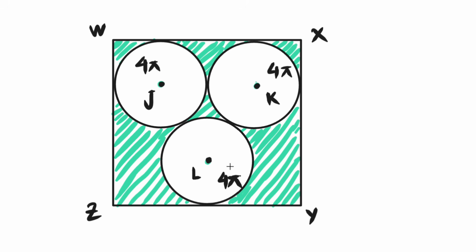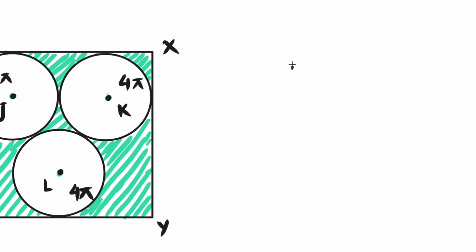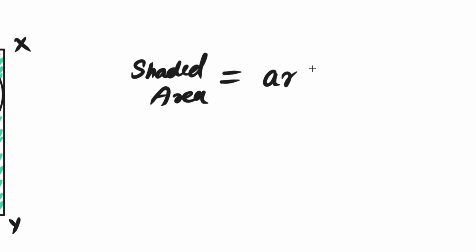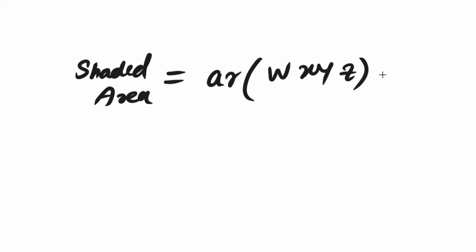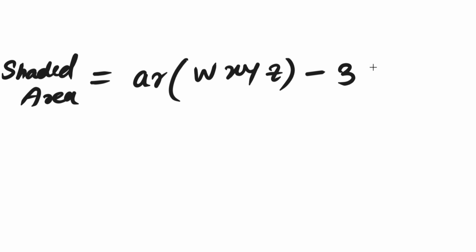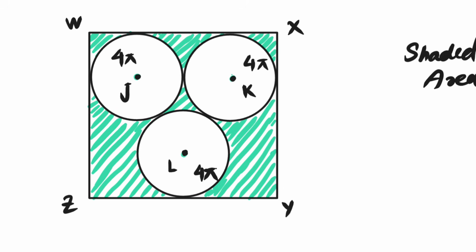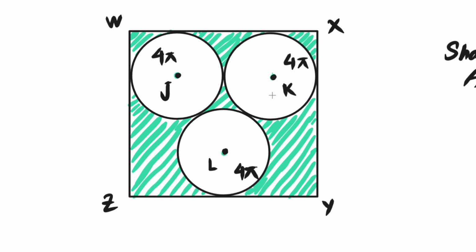So, before we start calculating individual lengths, let's make our main observation. The shaded region is simply whatever remains after we remove the three circles from the rectangle. In other words, the shaded area equals the area of the rectangle minus the total area of the three circles. We already know the area of each circle, so the main challenge is finding the dimensions of the rectangle.